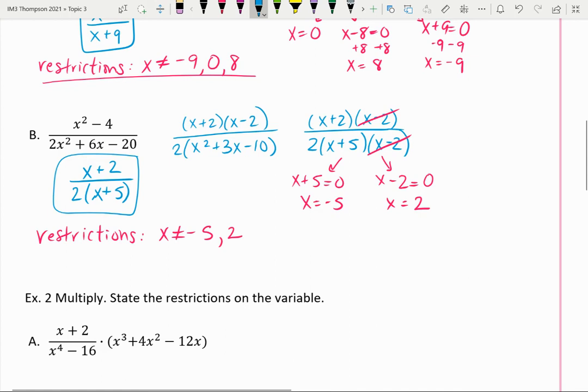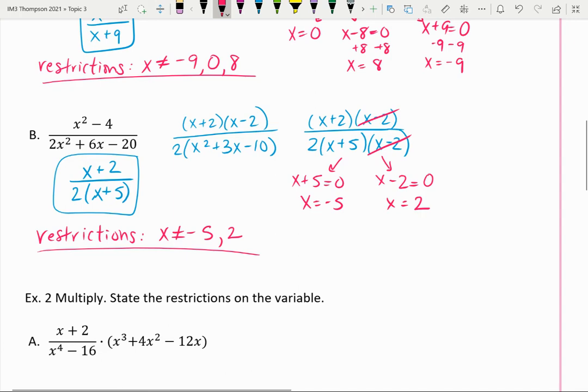All right, so my simplified answer is x plus 2 divided by 2 times x plus 5. If given a multiple choice test, hopefully you could recognize if this was multiplied out, right? 2 times x is 2x, 2 times 5 is 10. We're just going to leave it like that.